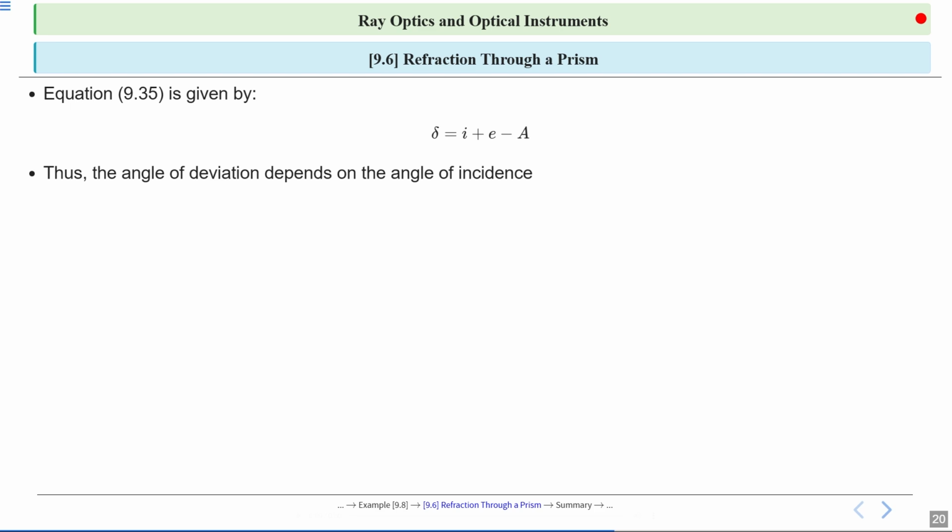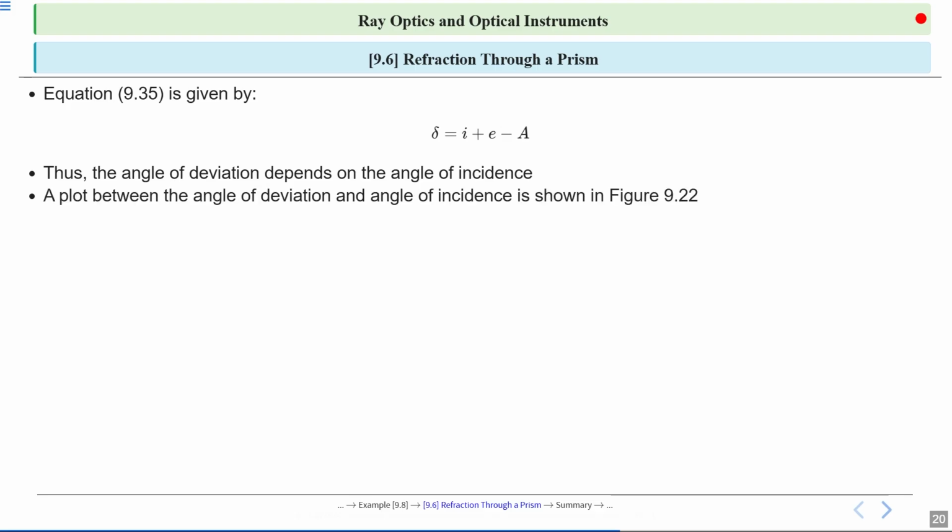Thus, the angle of deviation depends on the angle of incidence. The angle of deviation is not constant. It varies with the angle of incidence. This means that as you change the angle at which light enters the prism, the deviation angle also changes. This relationship is key to understanding how prisms can disperse light into its constituent colors.